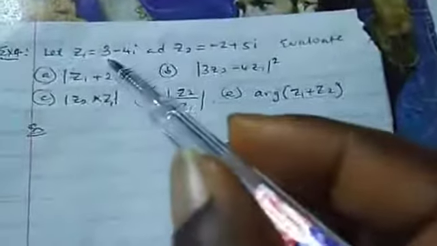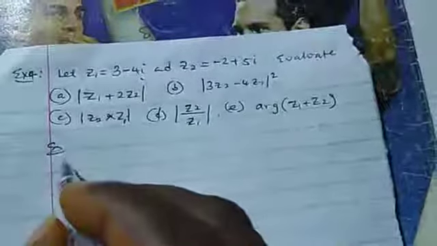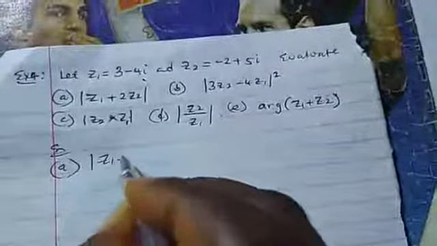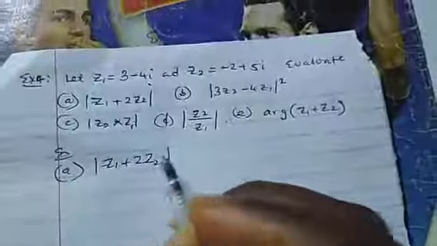Now another example, let z1 be this, z2 be this. Evaluate the following. I will only do 2 out of it, so you do the rest. The first one says we should evaluate z1 plus 2z2, absolute value.